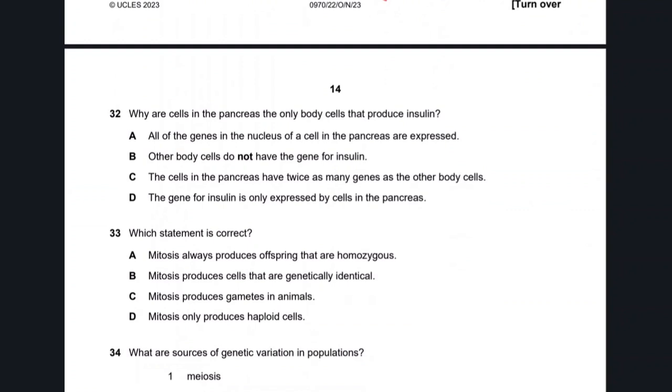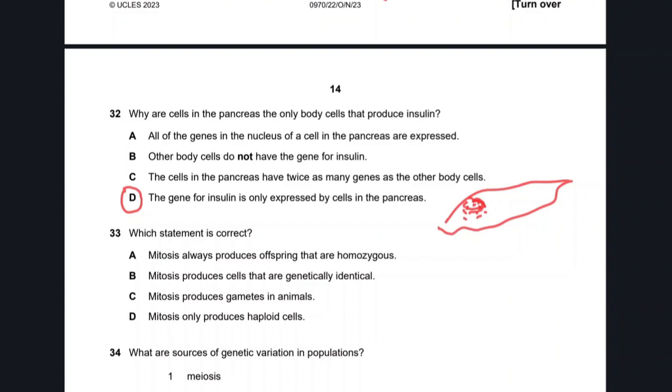Why are the cells in the pancreas the only body cells that produce insulin? Because we know that insulin production is in the islets of Langerhans of the pancreas, because these have genes for insulin production. That gene is transcribed, and insulin is produced as a result of transcription and translation of that protein.